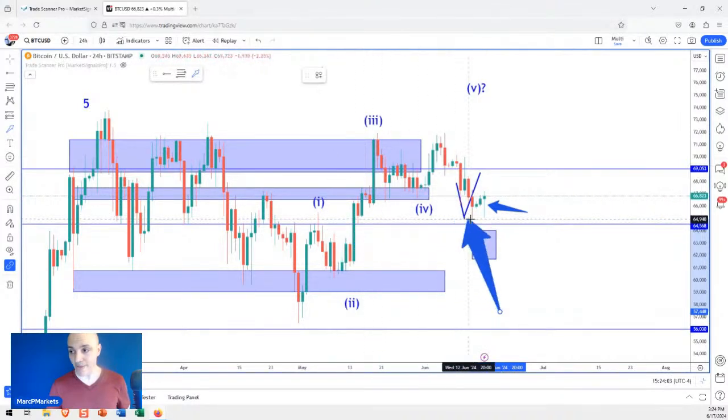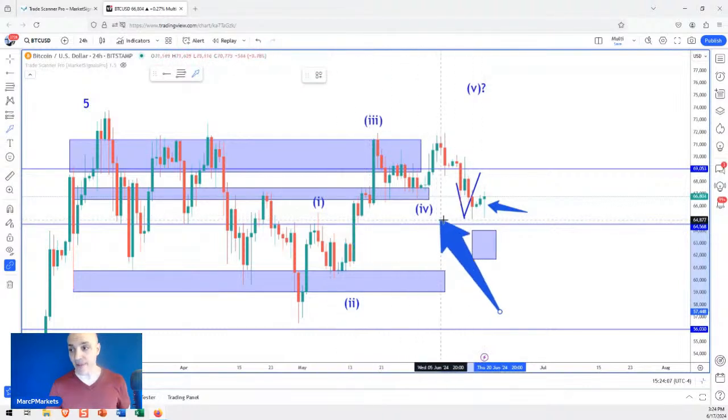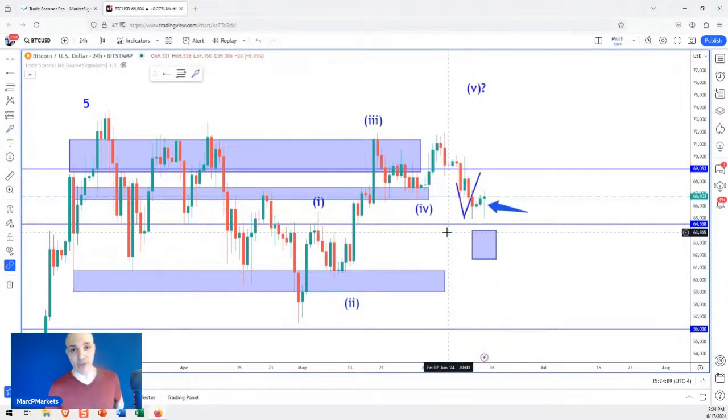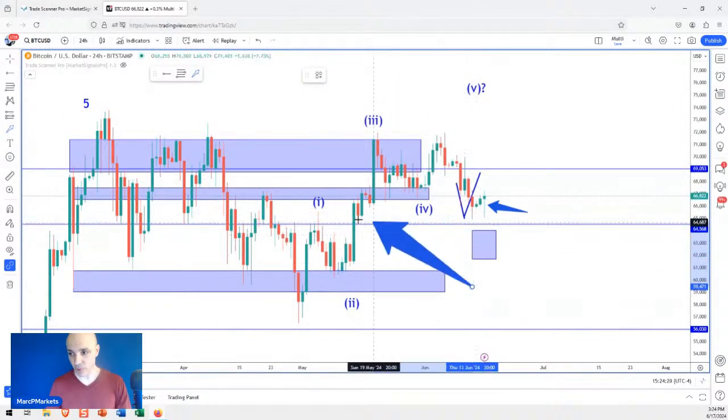Wave 1 and wave 4 must not overlap. If they overlap, then we don't have an impulse wave. It invalidates the impulse structure, which changes our expectations. That's why it's so important. Now, the big question: is this an overlap?